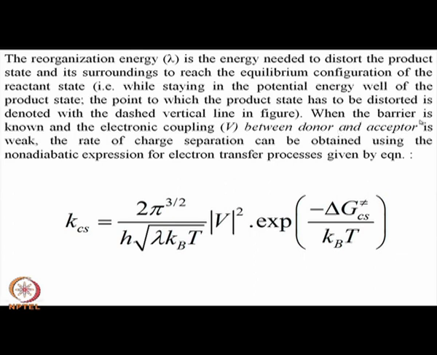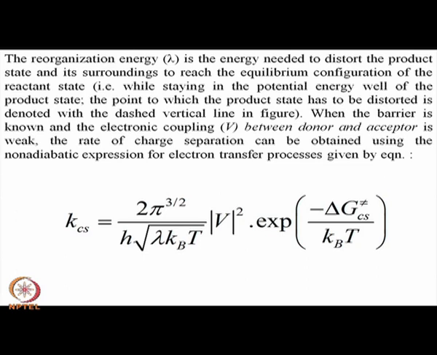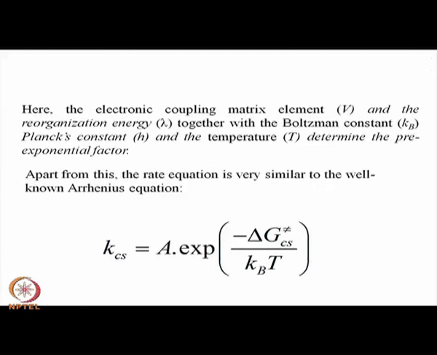Now, when the barrier is known and the electronic coupling between donor and acceptor is weak, the rate of charge separation can be obtained using the non-adiabatic expression for the electron transfer as follows. Here the electronic coupling matrix element V and the reorganization energy lambda, together with Boltzmann constant Kb, Planck's constant and the temperature, determine the pre-exponential term.